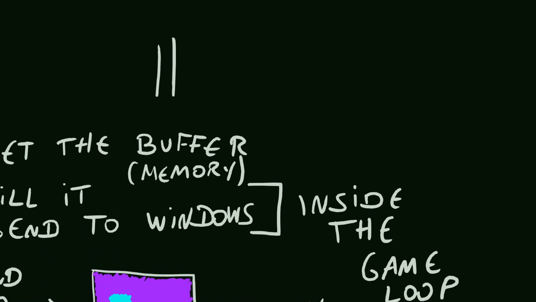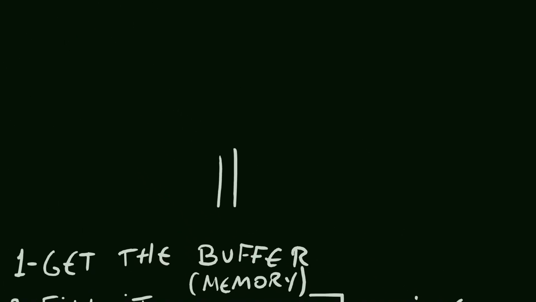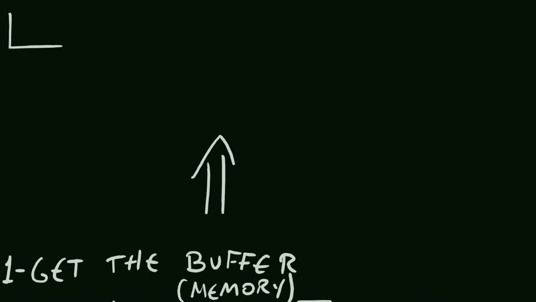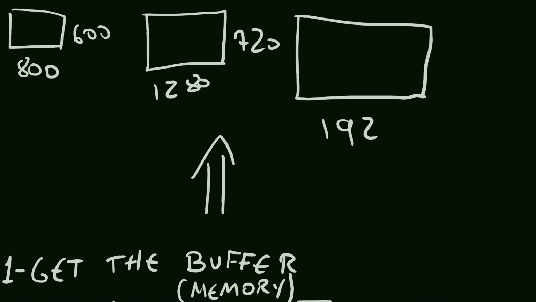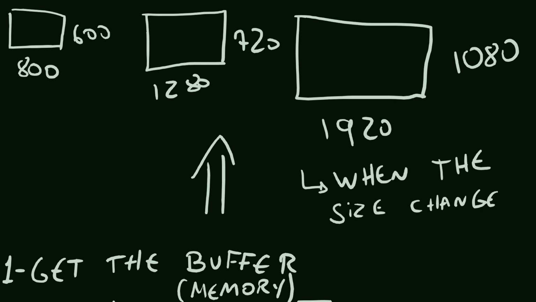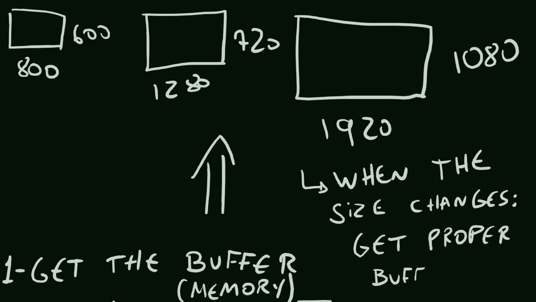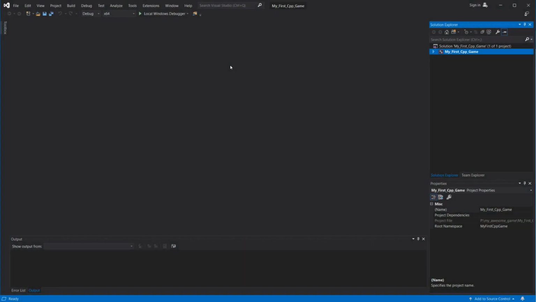So how are we going to get the buffer? To get that piece of memory, we first need to know what size our window is. Since the player may change the size, for instance making it full screen or windowed, or having a different display size, we'll have to do this every time the size of the window changes. If you remember from the last tutorial, we can process the window messages inside the window callback function we created. So let's go there.